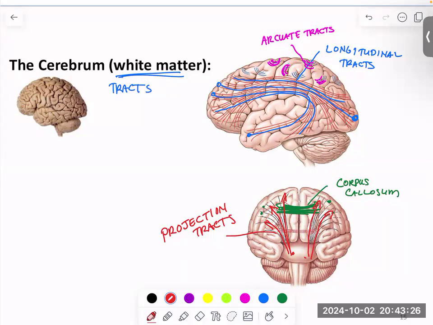They connect the thalamus to the cerebrum. The thalamus is the relay center. That's how the information is sent to the rest of the cerebrum.